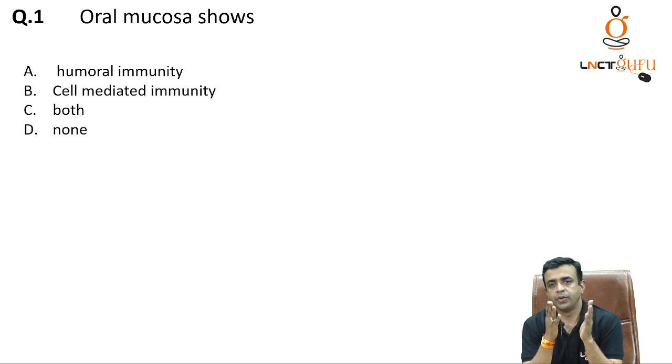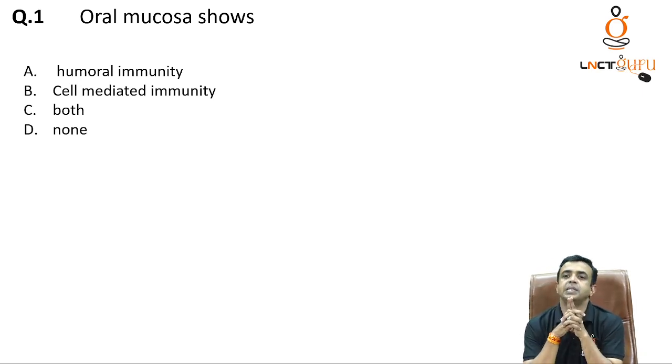So question number, we will be starting with the important questions. The question number 1, that oral mucosa shows. Option A, humoral immunity. Option B, cell mediated immunity. Option C, both. Option D, none.